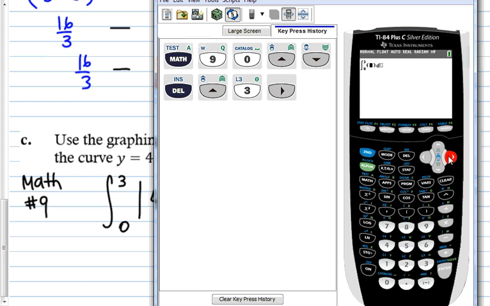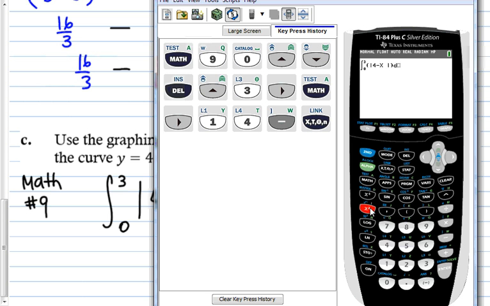2, 3. And then go to math, and then over to number. So you're going to go to the right. And the first one is ABS, which is absolute value. So you're going to hit number 1. And then the absolute value bars come out. And then you put in 4 minus x squared. And then the dx.